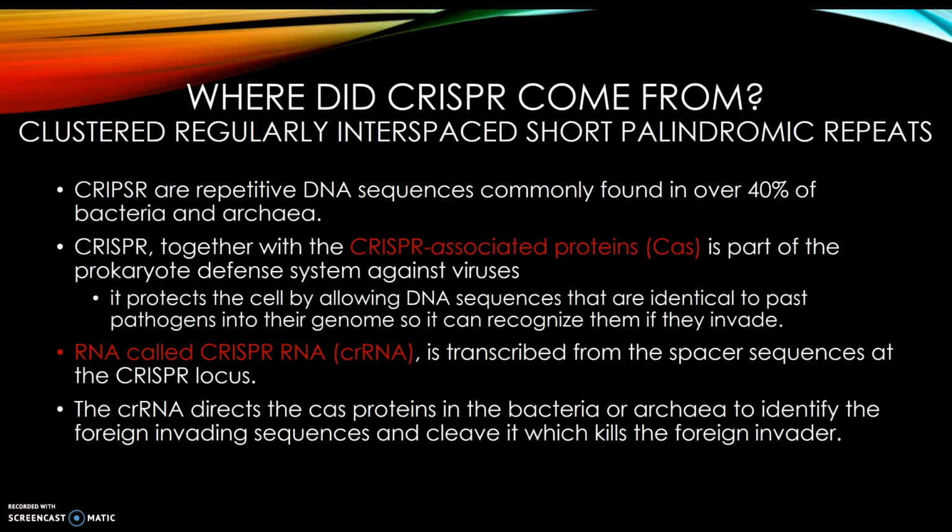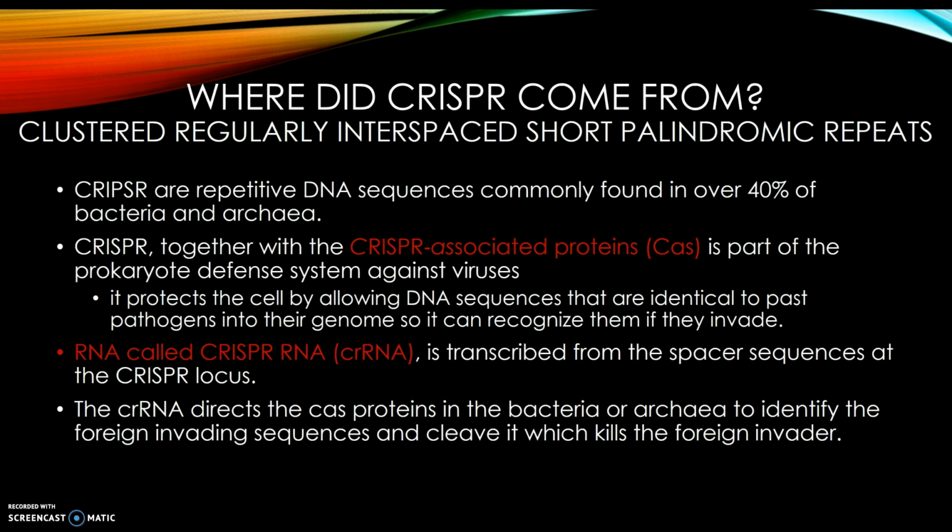So where did CRISPR come from? CRISPR is clustered regularly interspaced short palindromic repeats. It is repetitive DNA sequences that they found in over 40% of bacteria and archaea. CRISPR, together with the CRISPR-associated proteins called Cas, is part of the prokaryote's defense system against viruses. So just like we have an immune system, so do the prokaryotes.